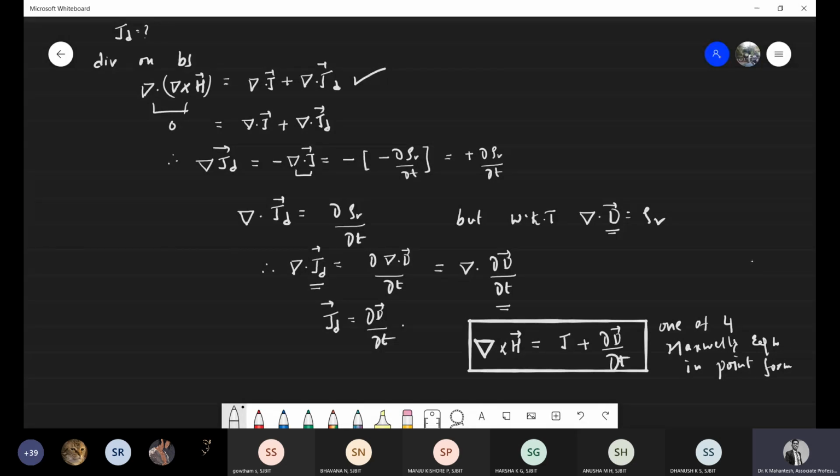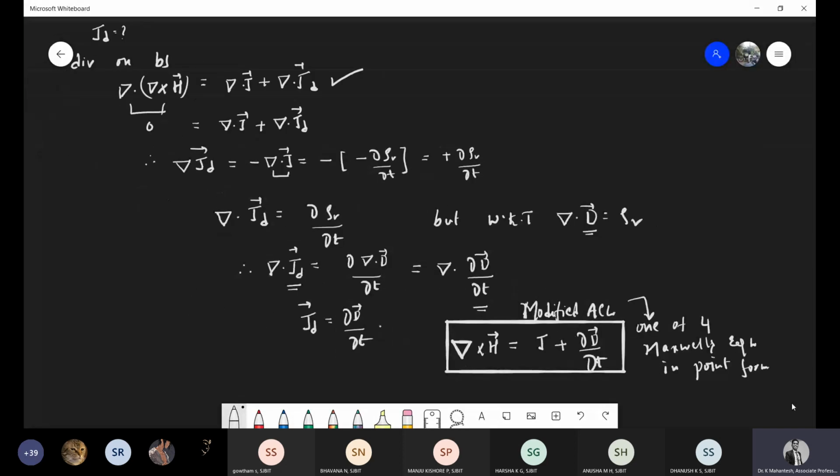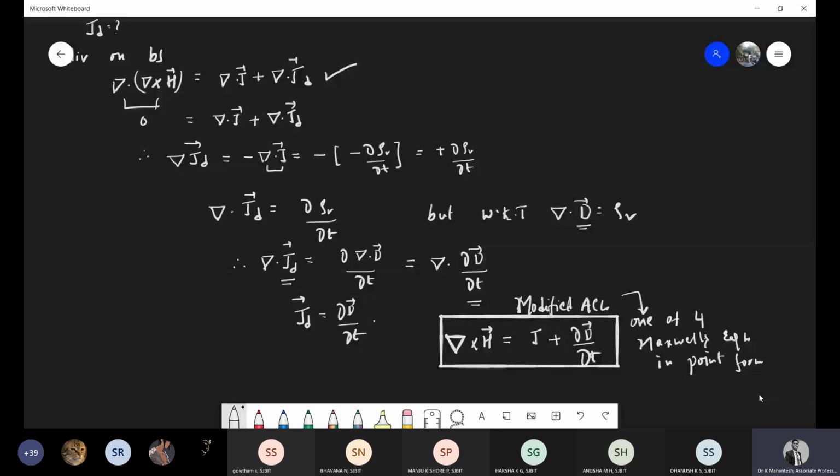So we have just obtained this modified Ampere circuital law, which is again one of the four Maxwell equations in point form. Any doubt? So this is a point form or a differential form.